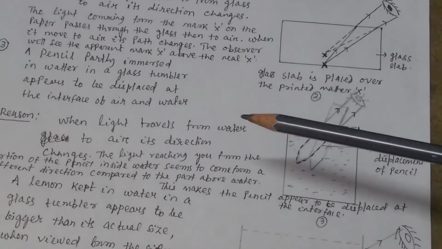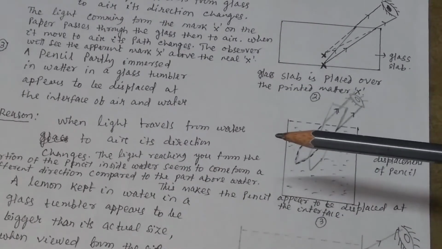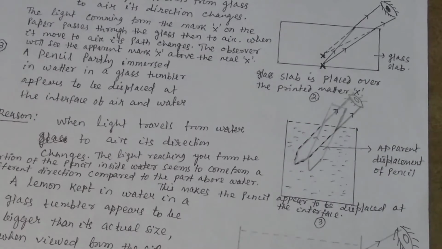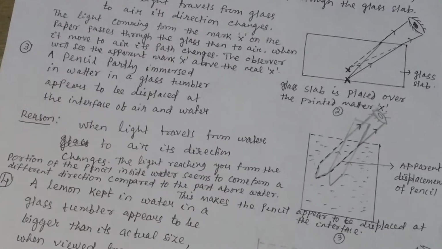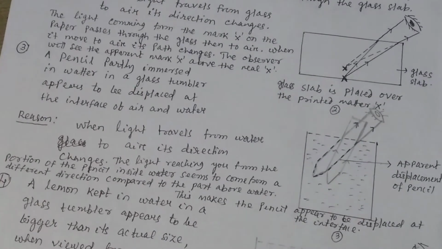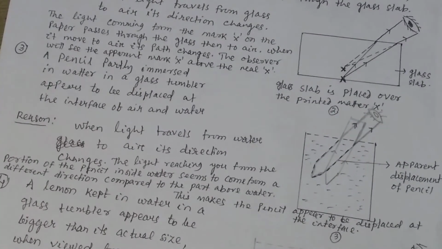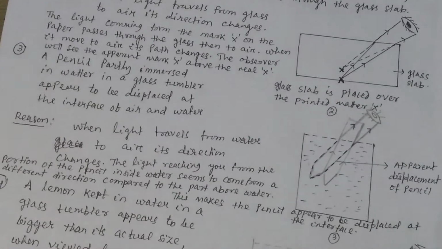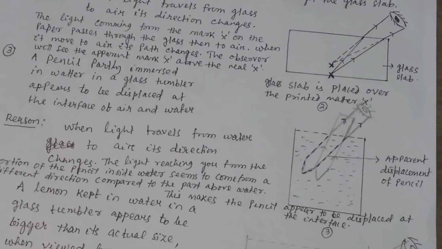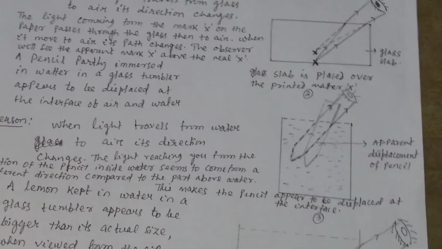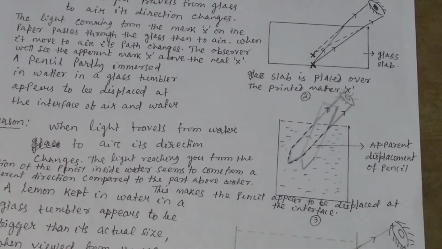When light travels from water to air, its direction changes. The light reaching you from the portion of the pencil inside water seems to come from a different direction compared to the part above water. This makes the pencil appear to be displaced at the interface.